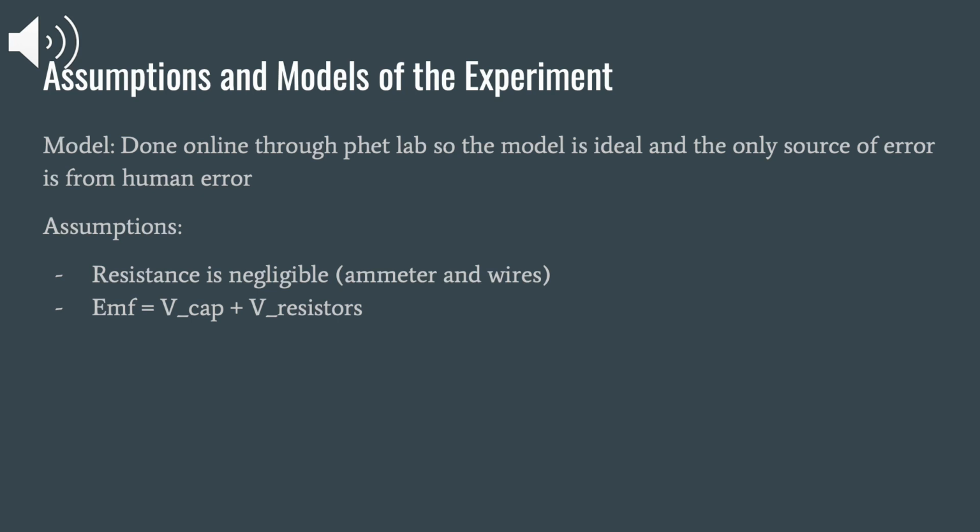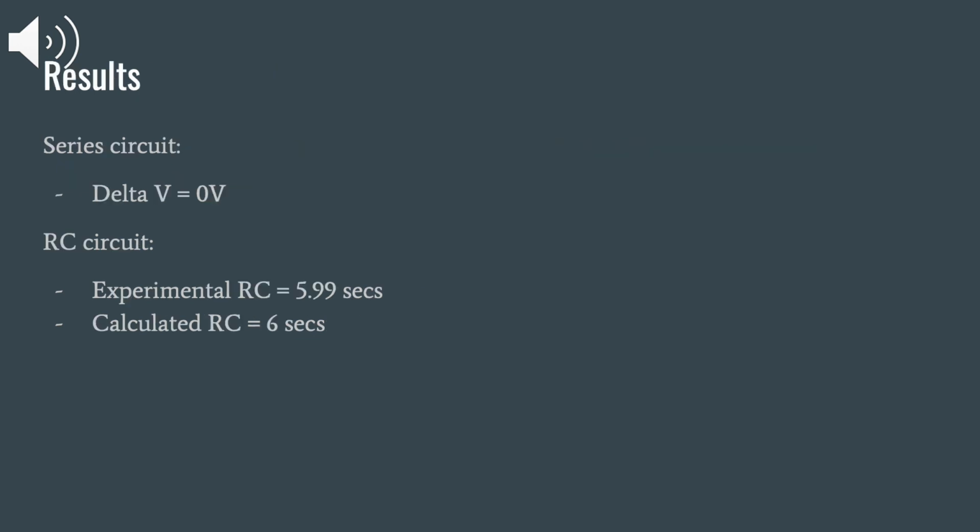Assumptions of the models. The experiment was done online using a Phys simulation, so the model is considered to be ideal and the only source of error is human error. Some assumptions: resistance is negligible in the ammeter and the wires, and the EMF is equal to V_cap plus V_resistors. The results: for the series circuit, the change in potential difference is 0 volts, and in the RC circuit, the experimental RC was 5.99 seconds and the calculated one was 6 seconds.